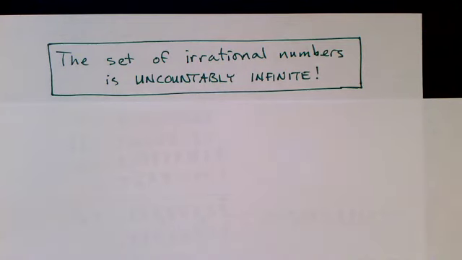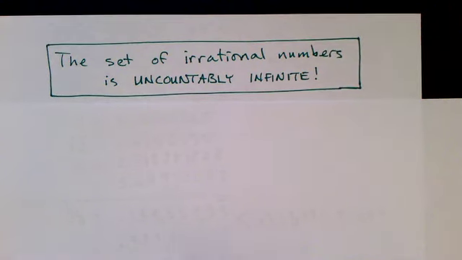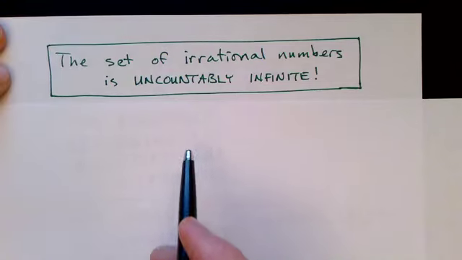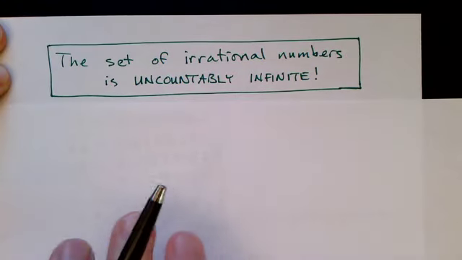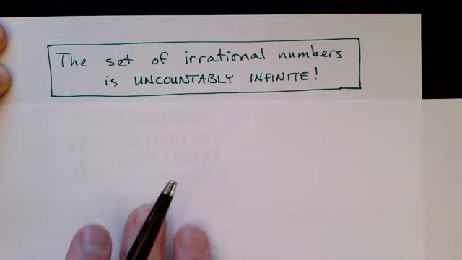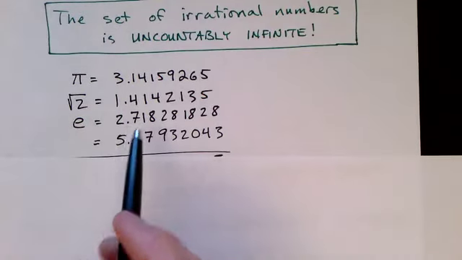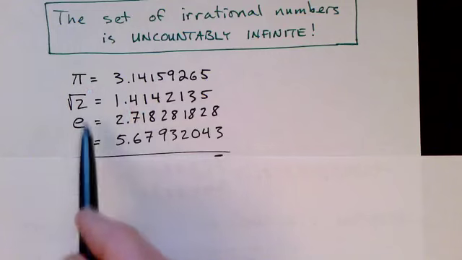Okay, now let's look at the set of irrational numbers. It turns out the set of irrational numbers is uncountably infinite. There are many more irrational numbers than there are natural numbers. So what are irrational numbers? Well, we can represent these numbers with decimal expansions, and here I've shown a few examples.